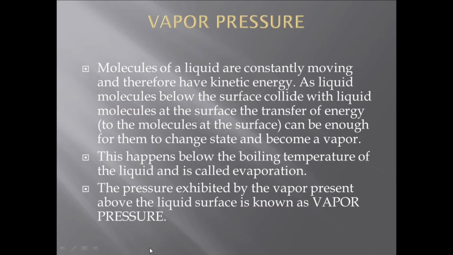Vapor pressure. Molecules of a liquid are constantly moving and therefore have kinetic energy. As liquid molecules below the surface collide with liquid molecules at the surface, the transfer of energy to the molecules at the surface can be enough for them to change state and become a vapor. This happens below the boiling temperature of the liquid and is called evaporation. The pressure exerted by the vapor present above the liquid surface is known as vapor pressure.